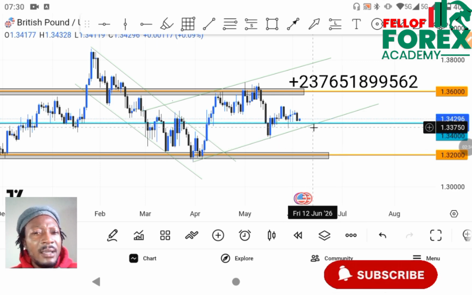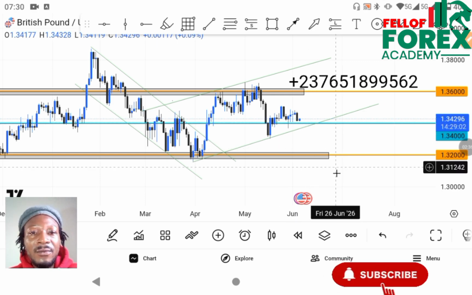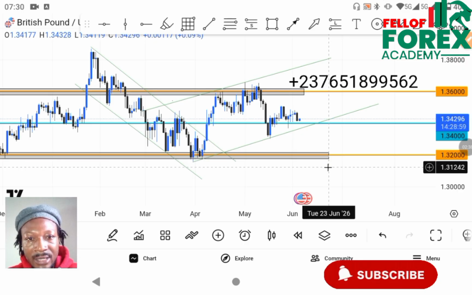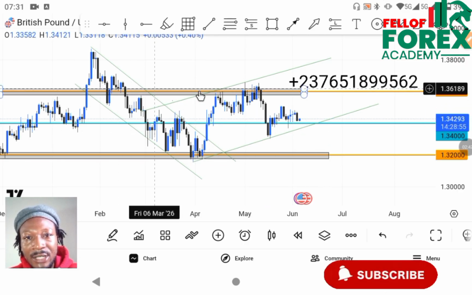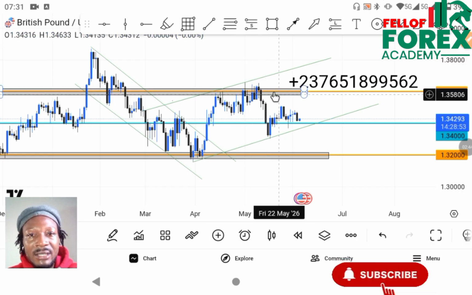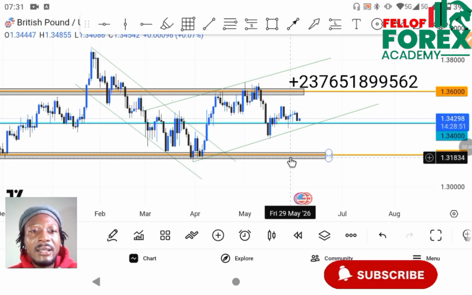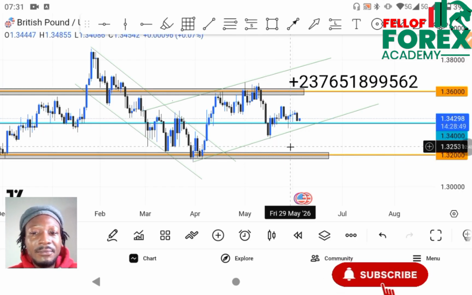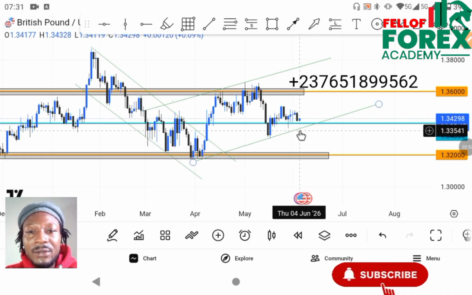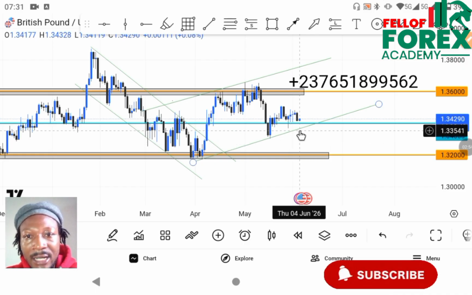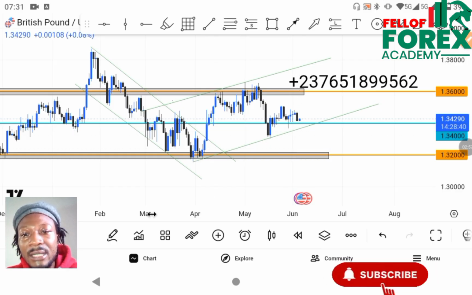and then break to the downside. If that happens, then we should be looking forward to bigger sells all the way down, because we have had serious consolidation or serious rejection around this resistance level, which is around 1.36000.